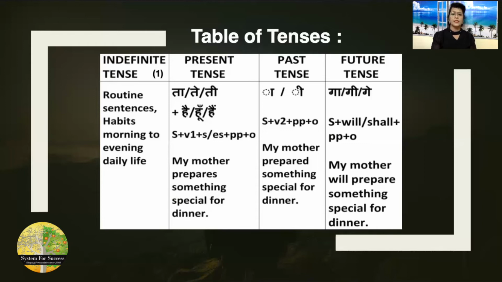One example, my mother prepares something special for dinner. मेरी मम्मी डिनर के लिए कुछ स्पेशल बनाती है। देखो, for some more practice, if your subject is single आपने S या ES लगाना है। For example, my mother is single, तो आपने verb के साथ S लगाना है, तो my mother prepares। लेकिन अगर आपने सेंटेंस यूज किया कि मैं कुछ स्पेशल बनाती हूँ तो I prepare, right?